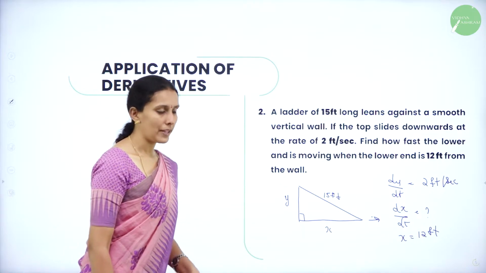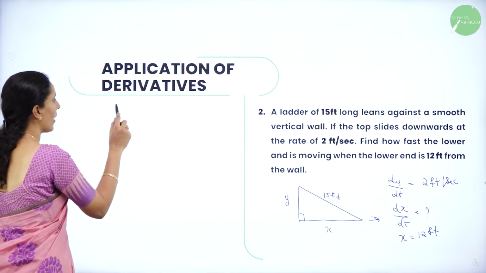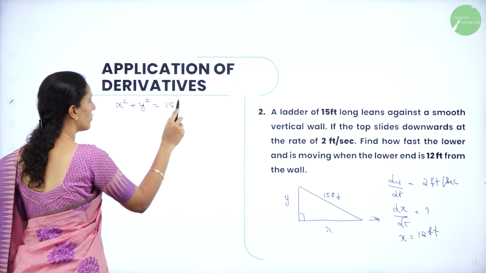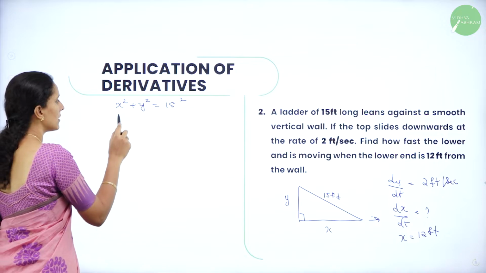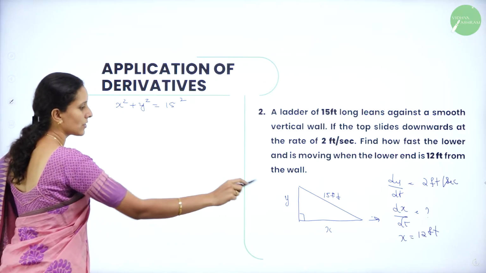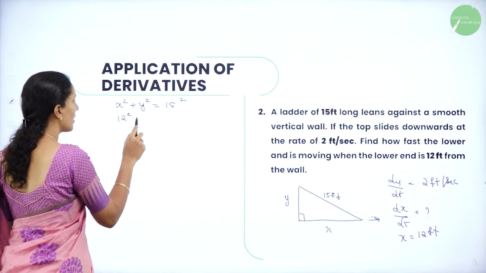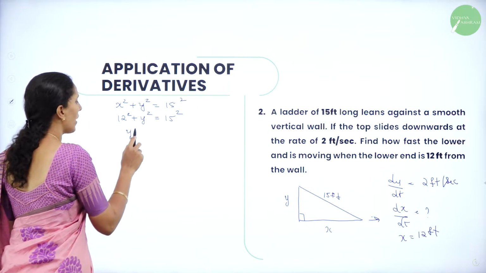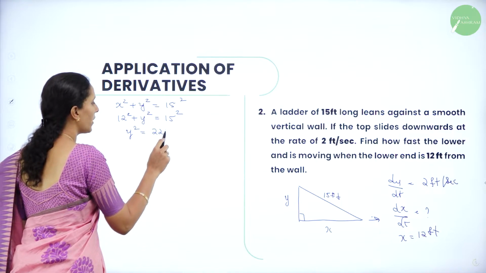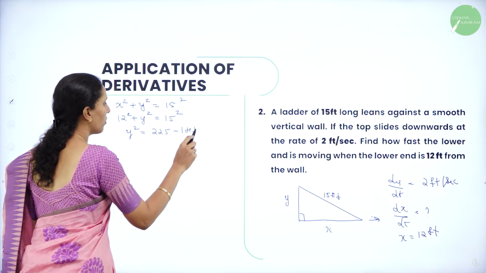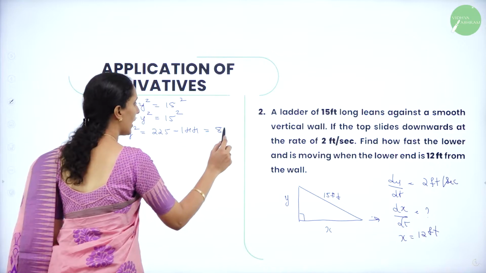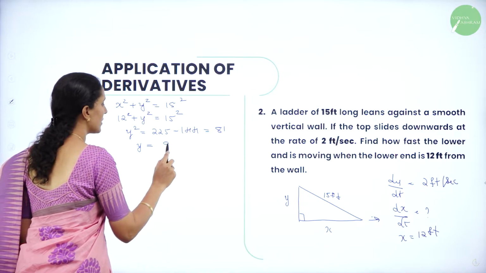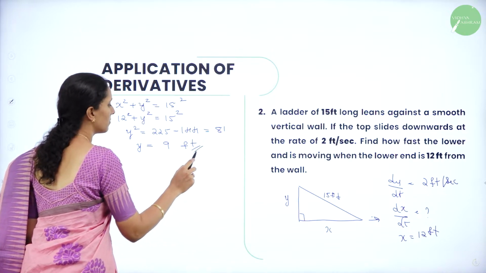So, using the Pythagoras theorem, I can write x square plus y square is equal to 15 square. Now x can be taken as 12. So, it is 12 square plus y square is equal to 15 square. Y square is equal to 225 minus 144, which is equal to 81. If y square is equal to 81, we can write y is equal to 9 feet.